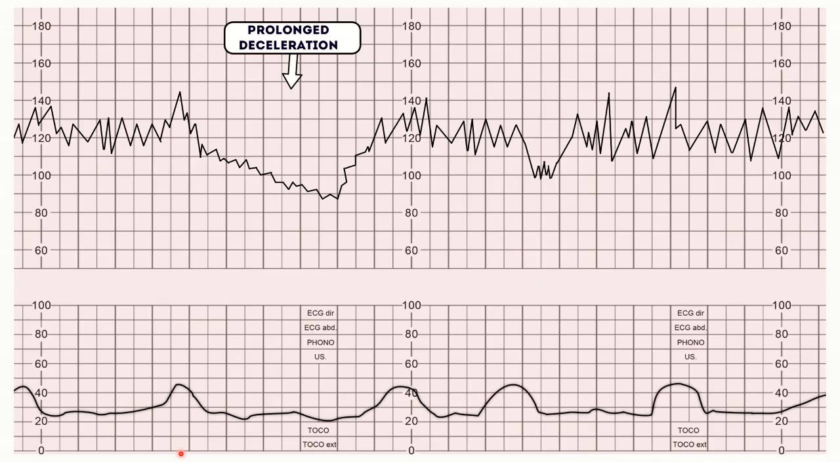In this graph, we can see that this deceleration has happened for a period of more than 3 minutes, and the decrease in the FHR value is greater than 15 beats per minute. So it is considered as a prolonged deceleration compared to the other deceleration we can see here, where the time duration is lesser than 3 minutes. So this cannot be considered as a prolonged deceleration, but this one would be considered as a prolonged deceleration.